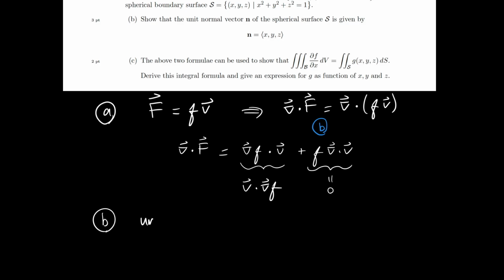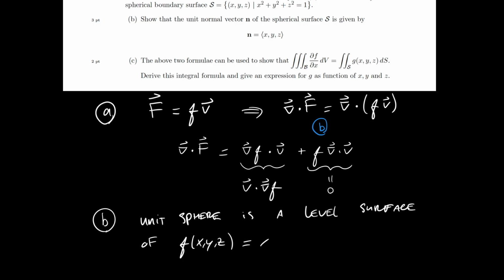So let's say the unit sphere, which is the surface S. The unit sphere is a level surface of the function f of x, y, and z, which is equal to x squared plus y squared plus z squared. Because x squared plus y squared plus z squared equal to 1 is just where f of x, y, z is equal to 1, so that by definition is a level surface.